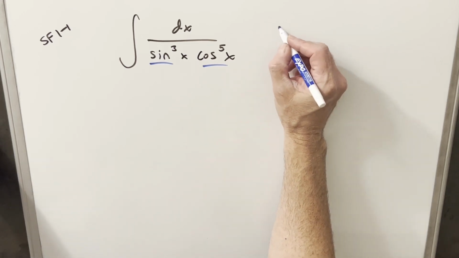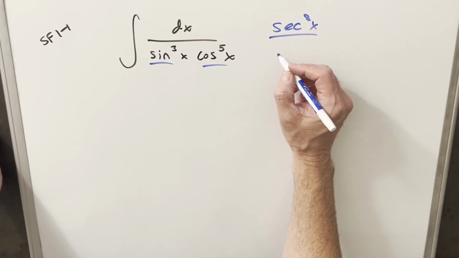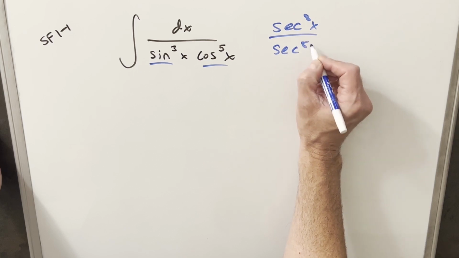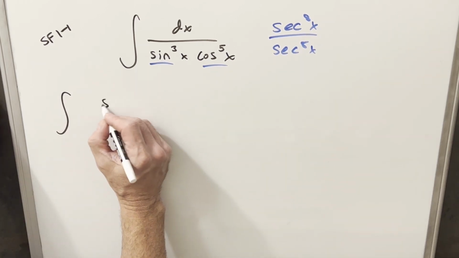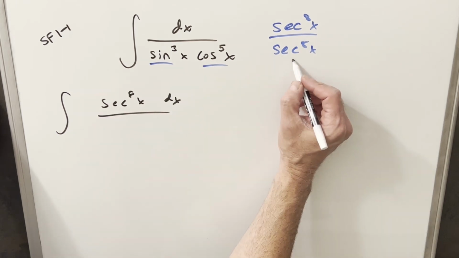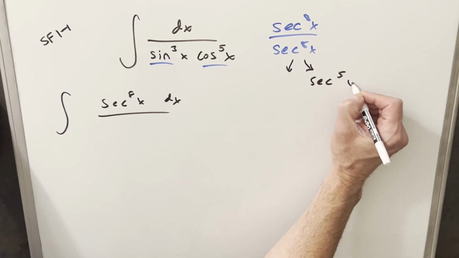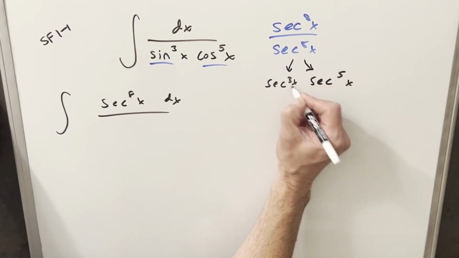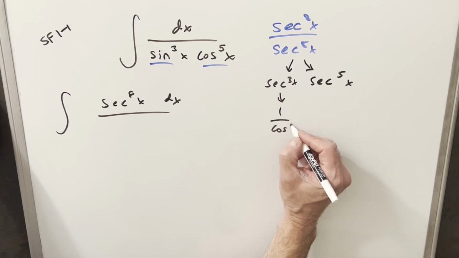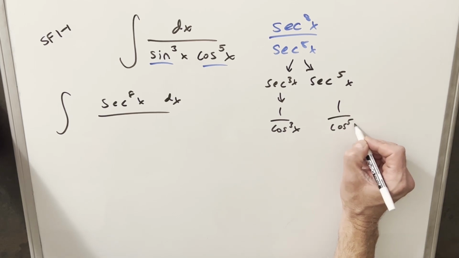What I want to do is multiply the numerator and denominator by secant to the 8th x, and you'll see why. Kind of just adding these powers together, right? 5 and 3 is 8. So let's try this. When I multiply this in, we're just going to have secant to the 8th x in the numerator. For my secant to the 8th x, I'm going to split this as secant to the 5th x and secant cubed x, because secant cubed x is just 1 over cosine cubed x, and of course, this is 1 over cosine to the 5th x.